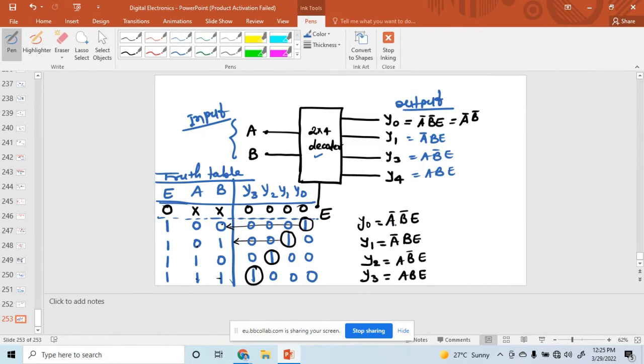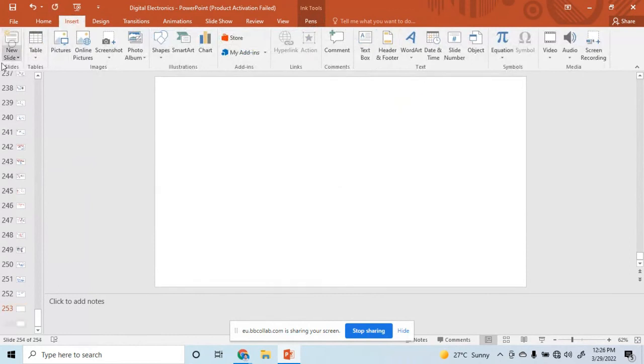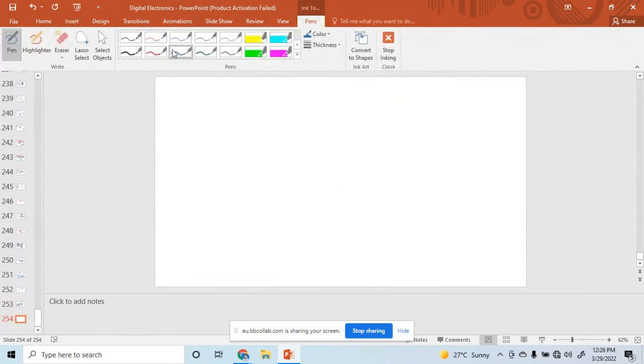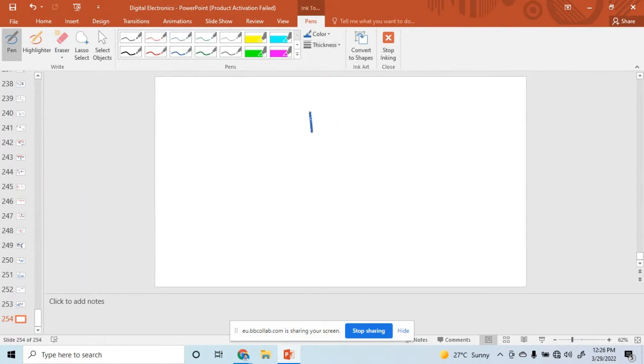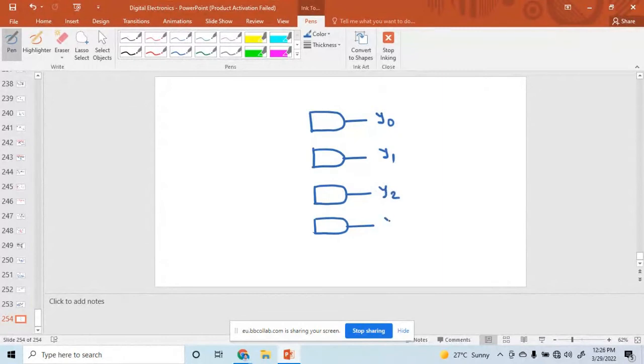Just see how to design this circuit. Here we have used AND gates, and how many AND gates? Four AND gates. The outputs are y0, y1, y2, y3, like this. So this is y0, y1, y2, and y3.